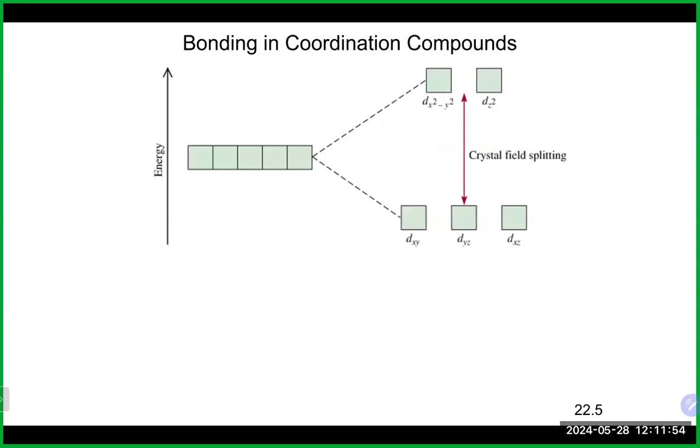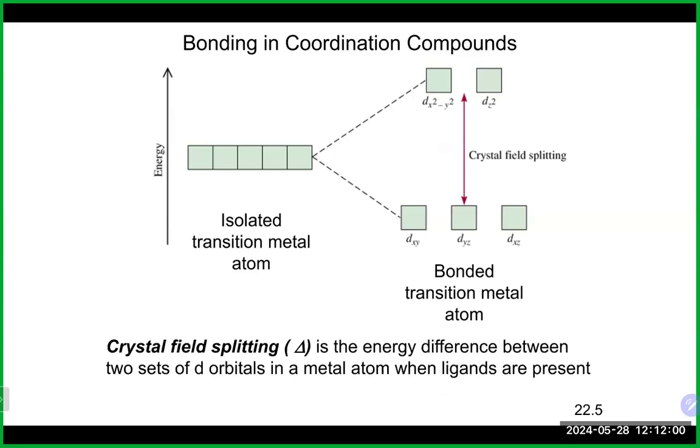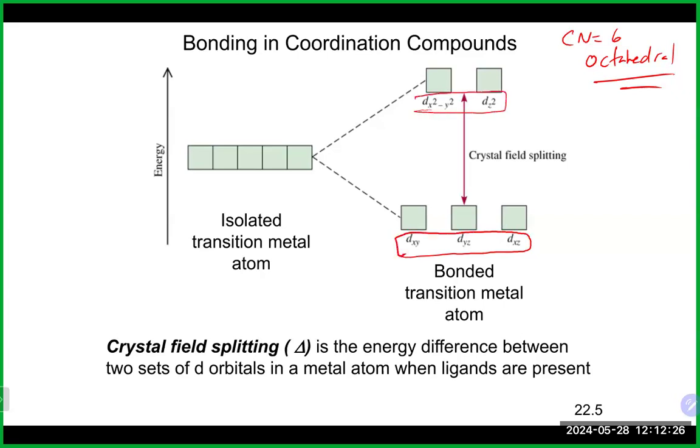When we do start to get ligands attached to our transition metal, there is actually a splitting that occurs in the d orbitals of the transition metal. By the way, this is for a coordination number of 6. This is octahedral we're looking at here in terms of the splitting. We will see that the dxy, dyz, and dxz are going to go lower in energy, and these 2 d orbitals will go higher in energy. The difference in energy between the lower d orbitals and the higher d orbitals is what is sometimes referred to as crystal field splitting. It is sometimes abbreviated with a delta symbol.